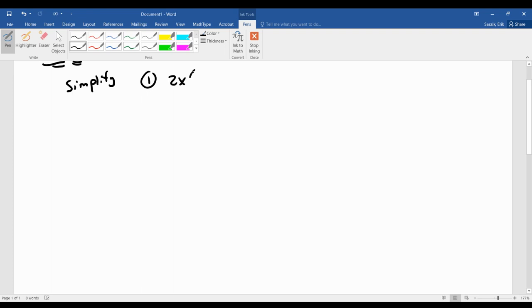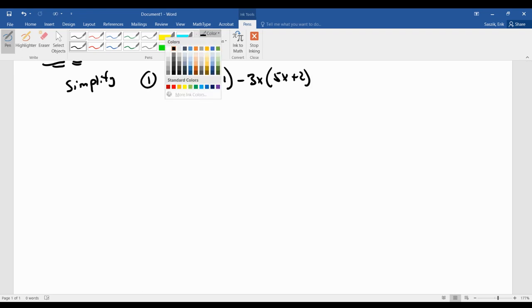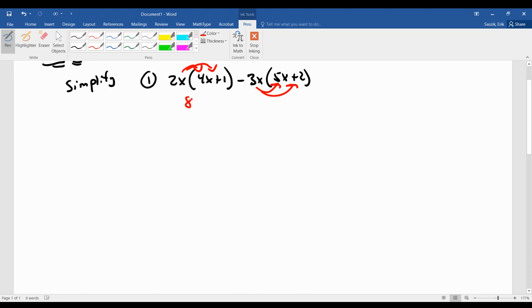So 2x times 4x plus 1 minus 3x times 5x plus 2. And I'm hoping that all of you guys say, okay, you distribute, and then after you distribute, you combine like terms. Now remember, this would be what? 8x squared, because you have to add these invisible ones on the exponent. This would be minus 15x squared, and then minus 6x.